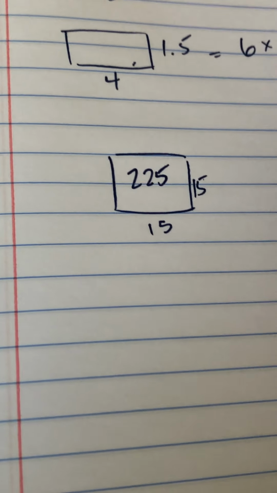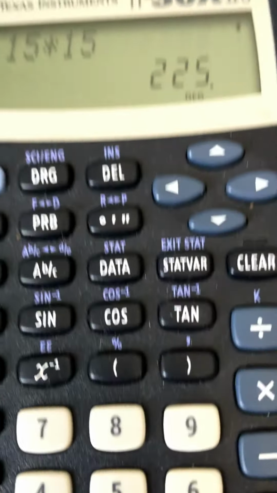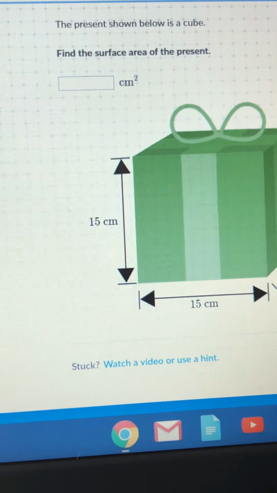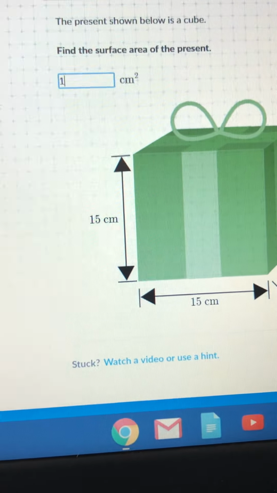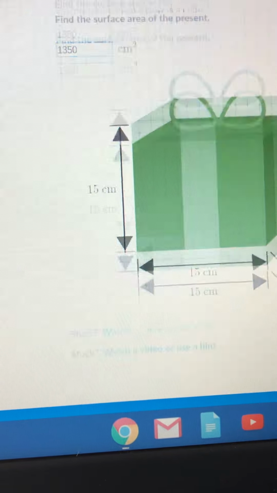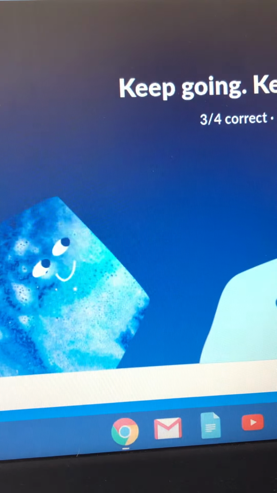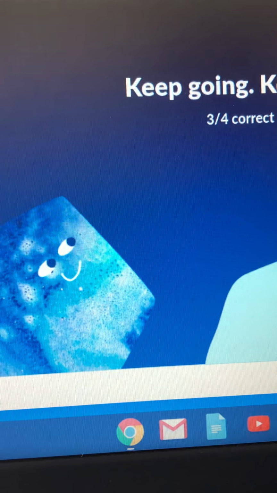And we have 6 of them. So you can just do 225 times 6 and get 1350. And we can double check it. 225 times 6 is 1,350 centimeters squared. So 1350, there we go. And we have calculated all the surface area for this. I made a mistake on the first one because I forgot to add in my triangles.